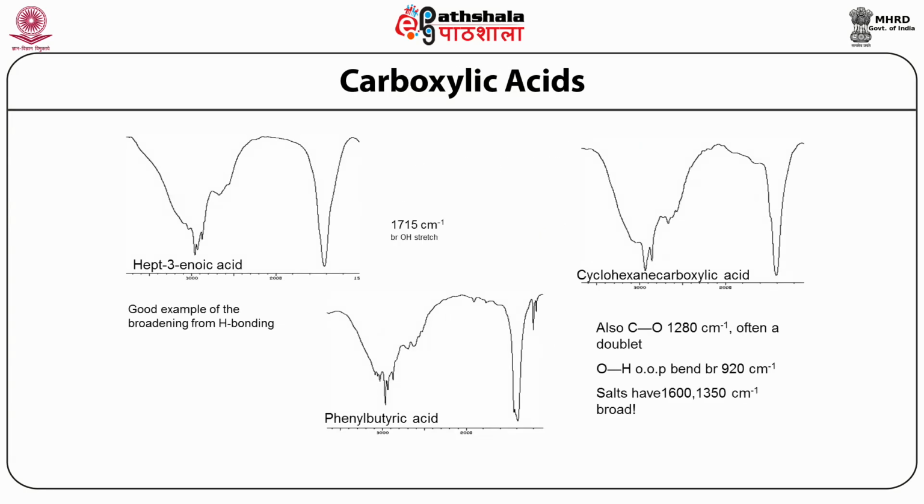We discuss the IR spectrum of carboxylic acid. You can see here the IR spectra of heptanoic acid, phenyl butyric acid, and cyclohexene carboxylic acid, and all are different because of the different substitution and different types of stretching and bending vibration.